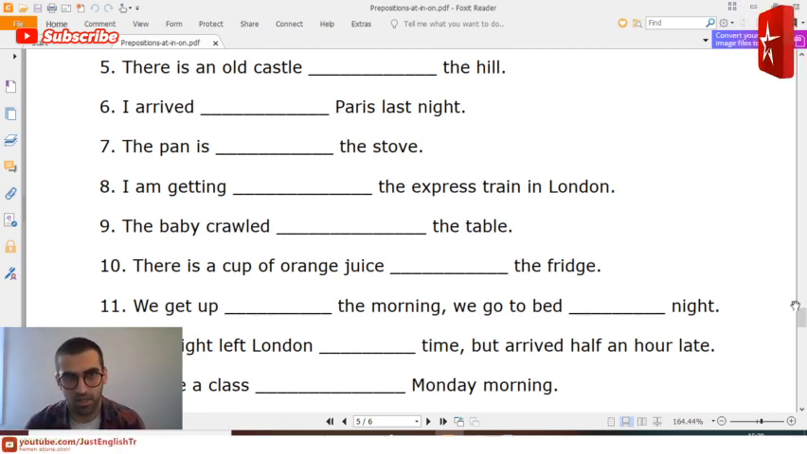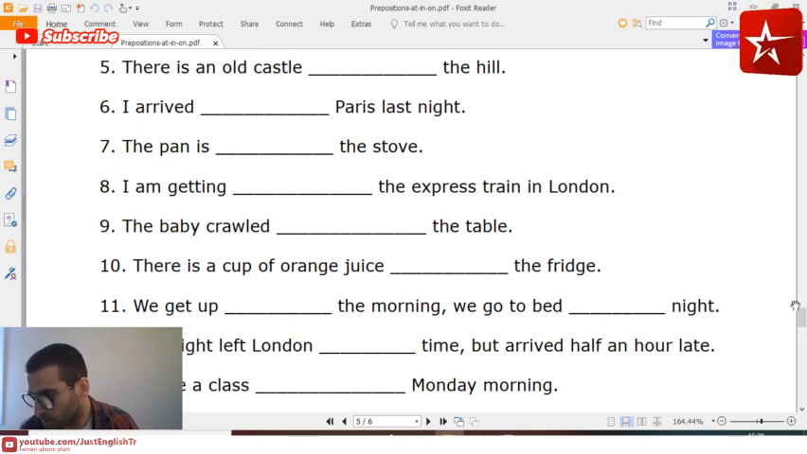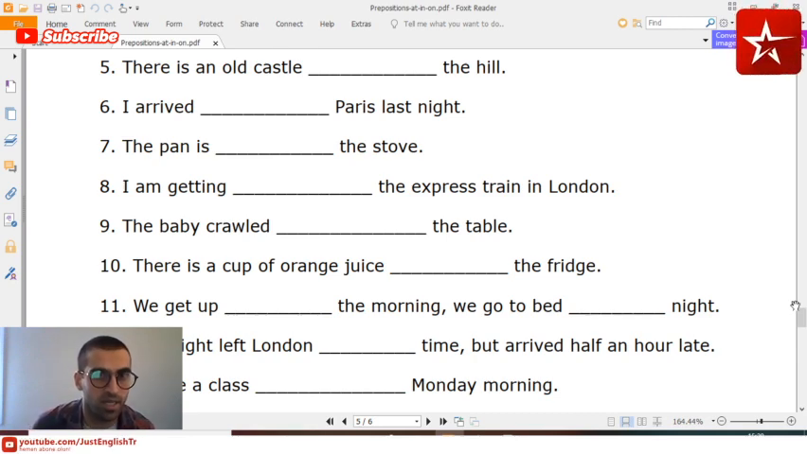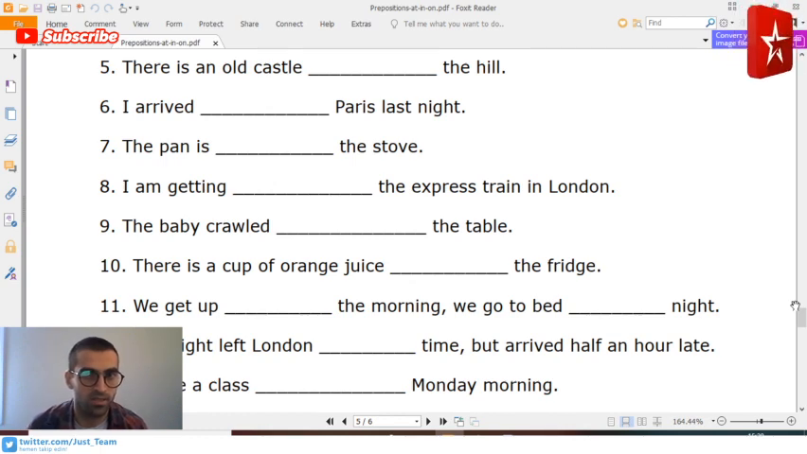Number 8. On yazan arkadaşlar doğru cevap vermiş. And Azme changed her comment. Yeah, the answer is on. Elif Yaren says, yeah, the answer is on. Cevap on. I'm getting blah blah blah the express train in London.